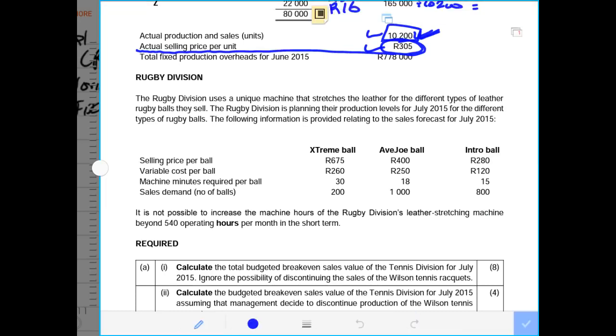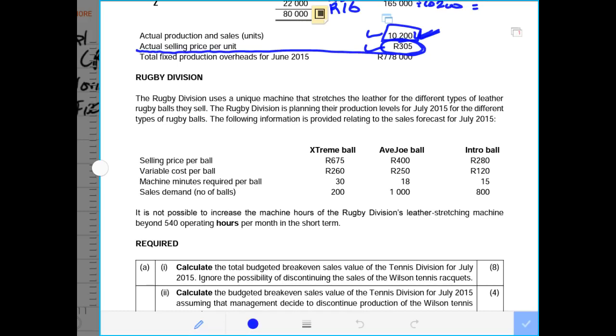It says the Rapid Division uses a unique machine that stretches the leather for the different types of leather rapid balls they sell. The Rapid Division is planning their production levels for July 2015 for the different types of rapid balls.